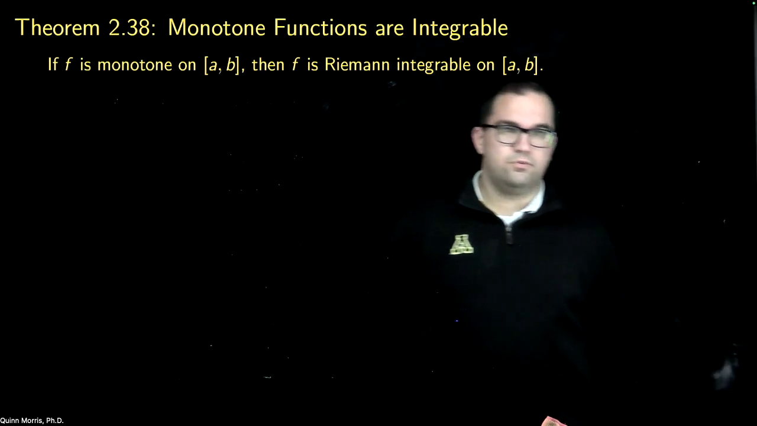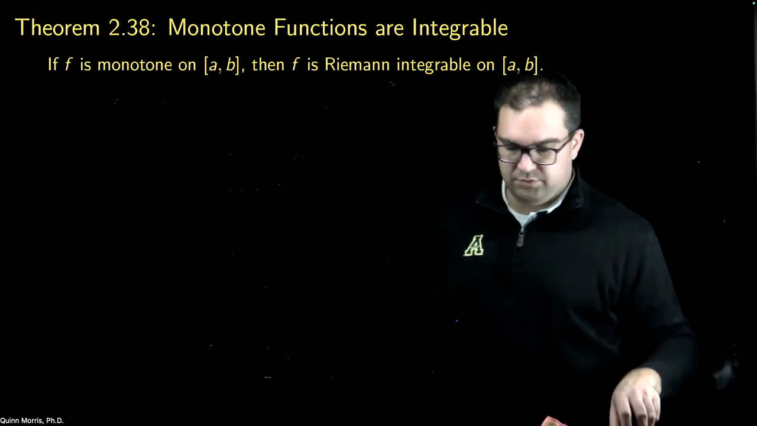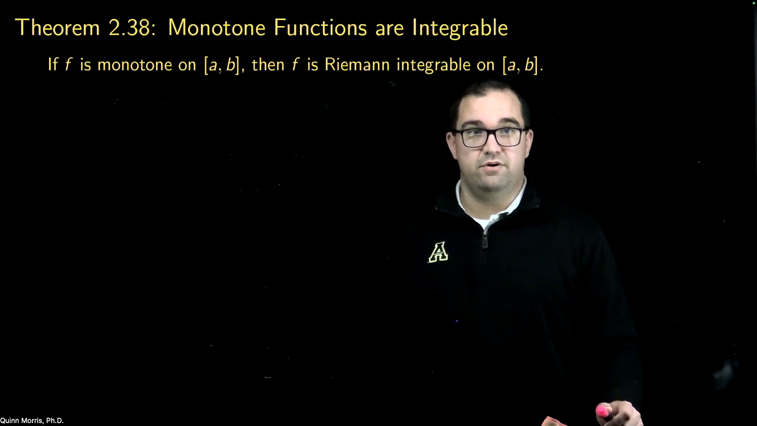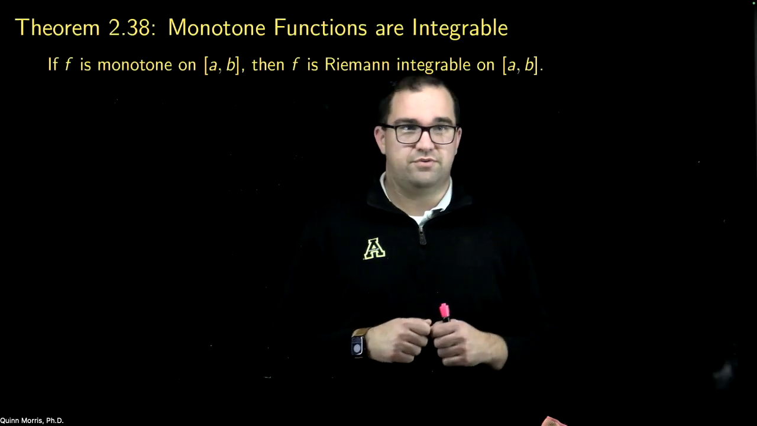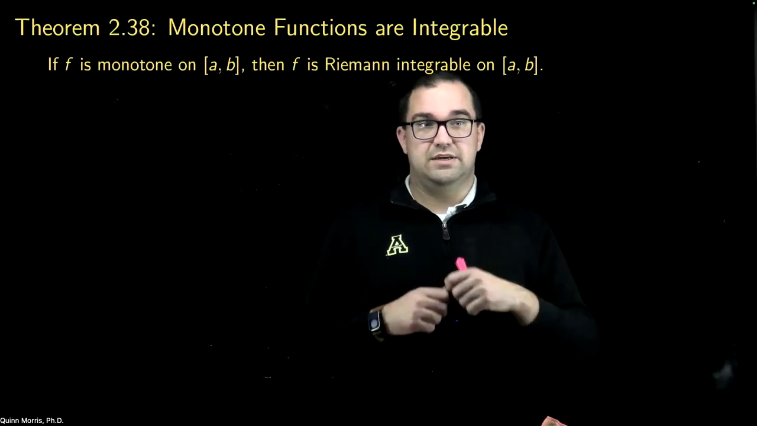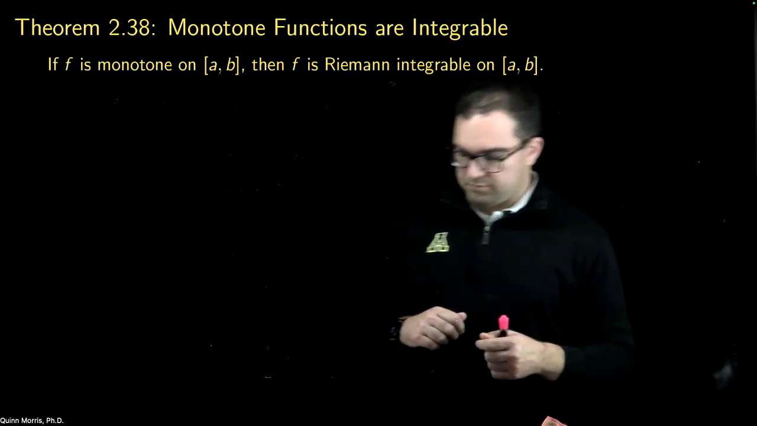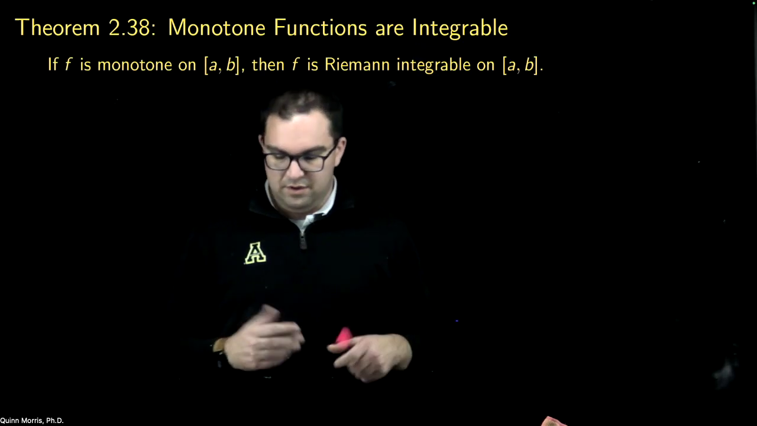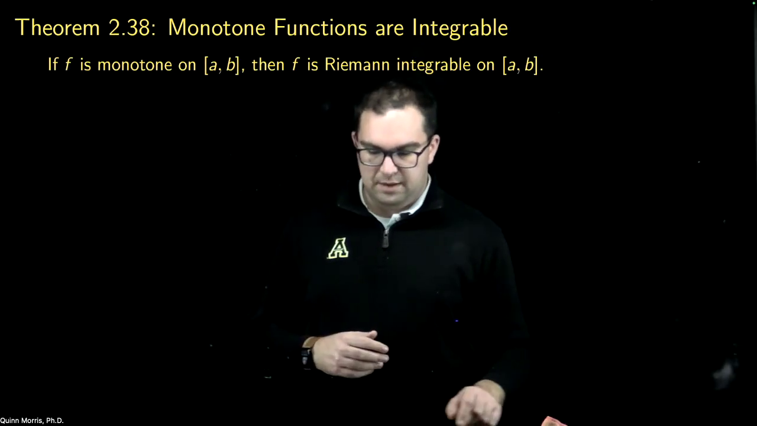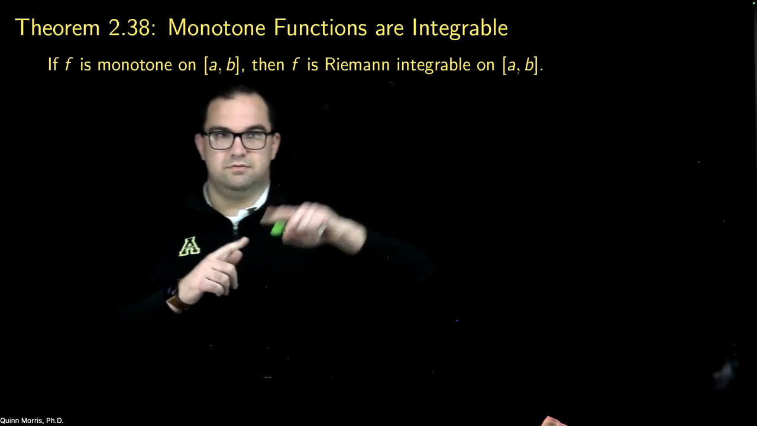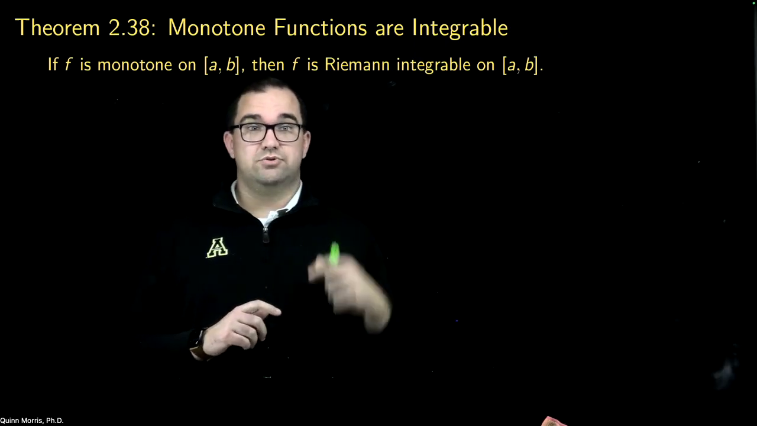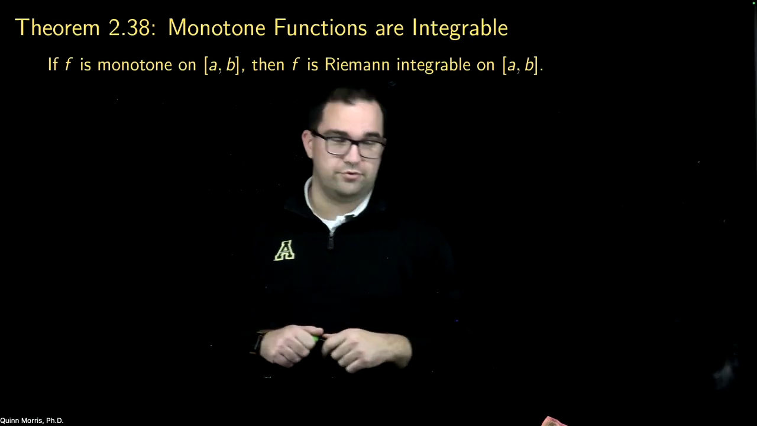Now, the last result we want to show is we want to look at one slightly different class of functions, the class of monotone functions. So again, to just remind yourself, a monotone function is a function that's either always increasing or always decreasing. So we typically will specify and say monotone increasing or monotone decreasing if that's important. But monotone just means that it's either always increasing or always decreasing. It actually turns out that all monotone functions are integrable.